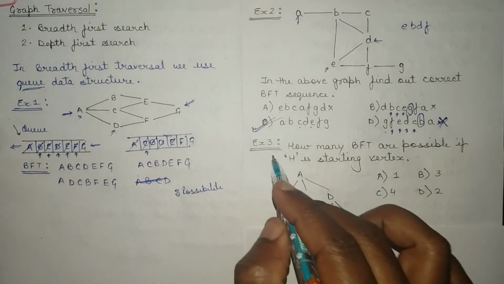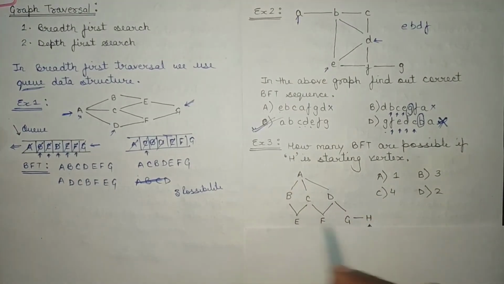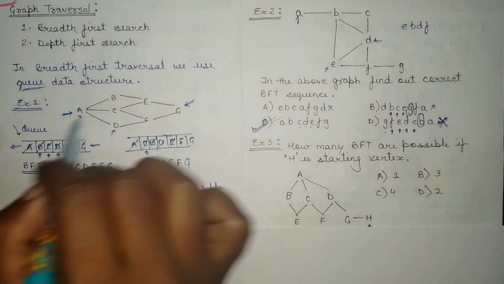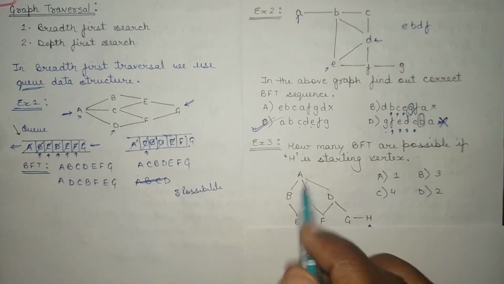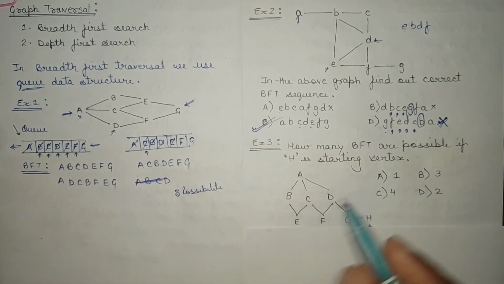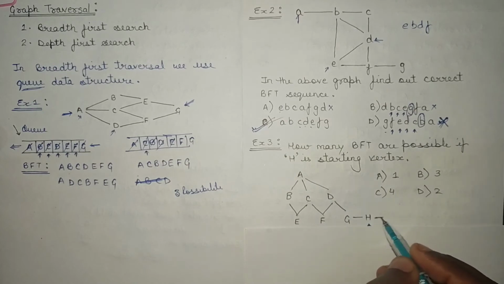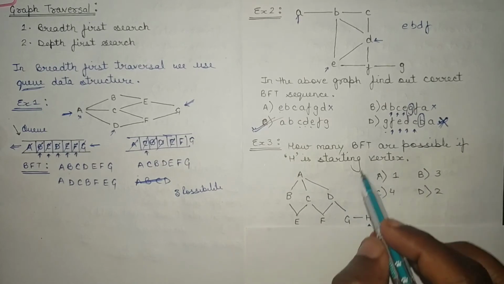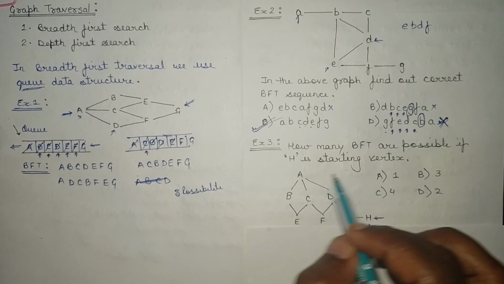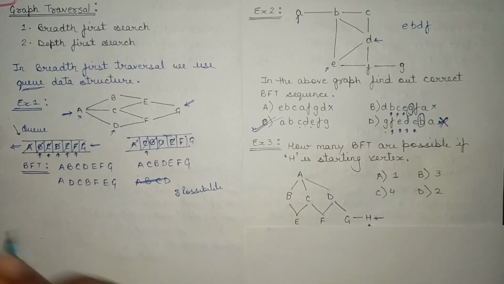Now let's move on to example number 3. This example number 3 is the same as what I explained over here. So here also you have to find out the possibilities if you are starting from a vertex H. That means how many BFTs are possible if H is the starting vertex. So always try to follow this queue procedure, because if you try to directly answer these kinds of questions, you might make some mistakes.